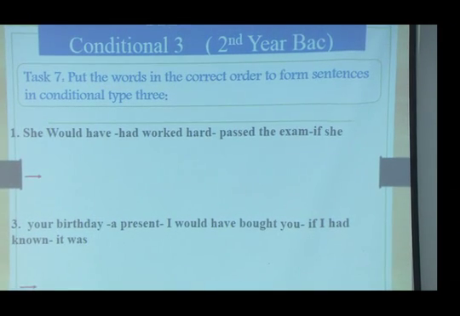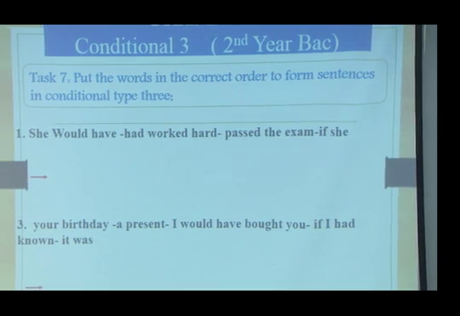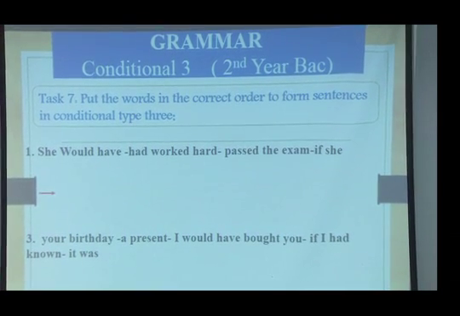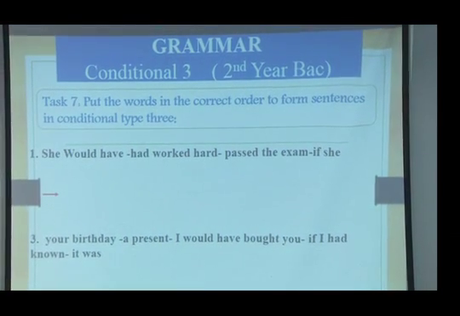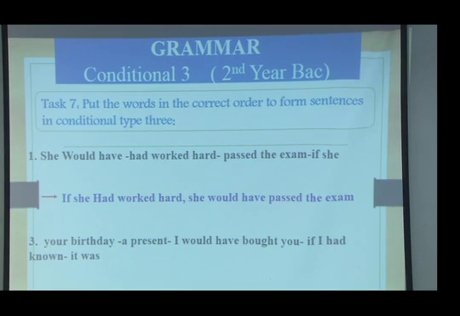Conditional type 3 is if plus, do you remember? Okay, so: she would have, worked hard, passed the exam, if she. Any idea? Shall we correct? Okay, if she had, this is not capital, sorry. If she had worked hard, she would have passed the exam, full stop.